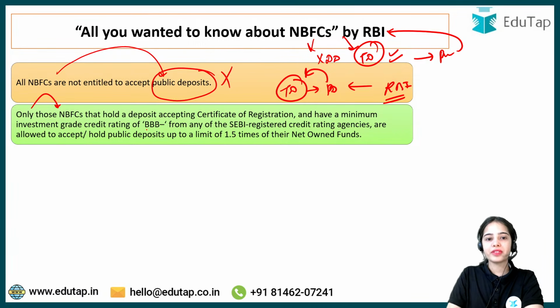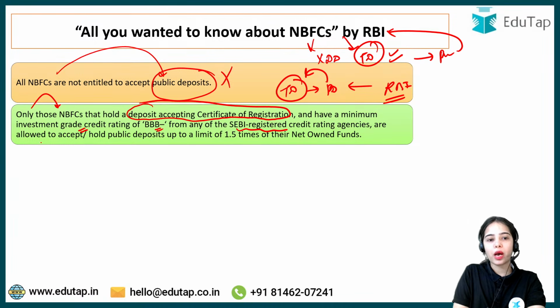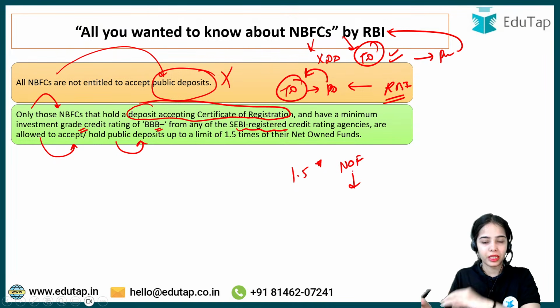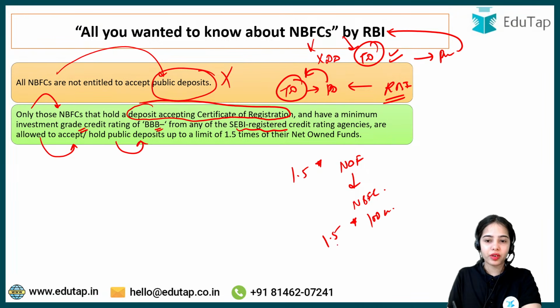Now, only those NBFCs that hold a deposit accepting certificate of registration, and have a minimum investment grade credit rating of BBB minus from any SEBI registered credit rating agency, are allowed to accept or hold public deposits up to a limit of 1.5 times their net owned fund. Net owned fund is the owned fund of the company. Let's say the net owned fund of the NBFC is 100 crores. Then the deposits they can take are 1.5 times 100 crores, that is 150 crores, okay.